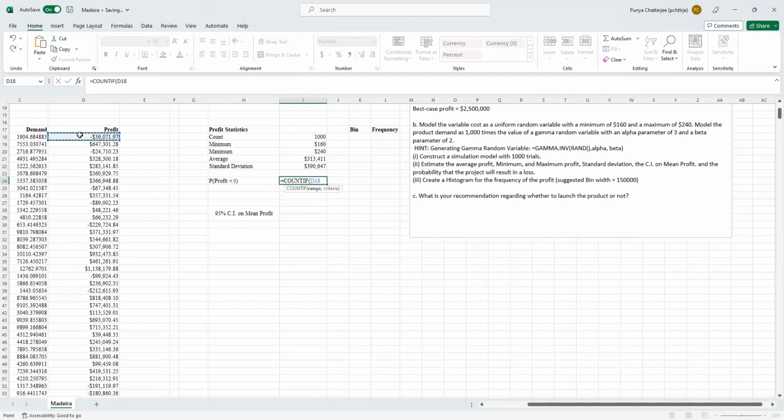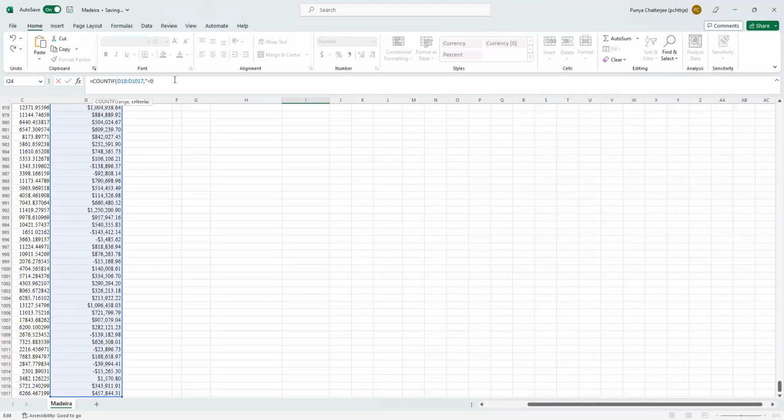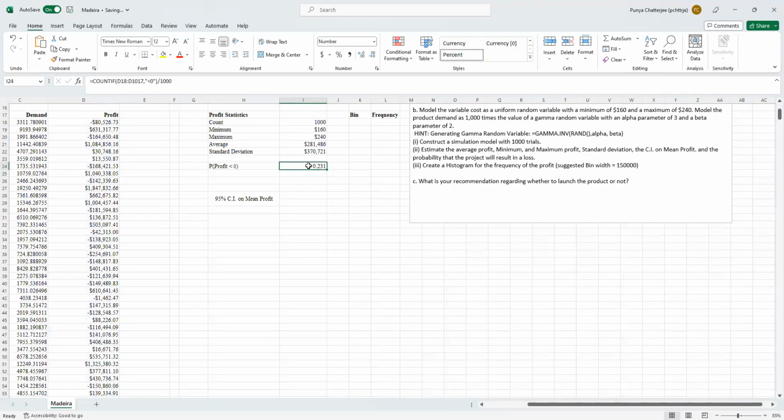And then you're going to do your range, comma, your criteria is going to be less than 0. And you're going to divide everything up by 1,000, which is the number of times you're doing the trial. So you have a 0.2 probability or a 20% chance that this project will end up in a loss. And I would say that's not a very small number, right?